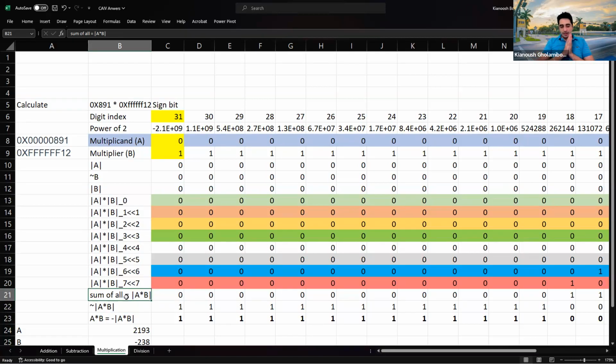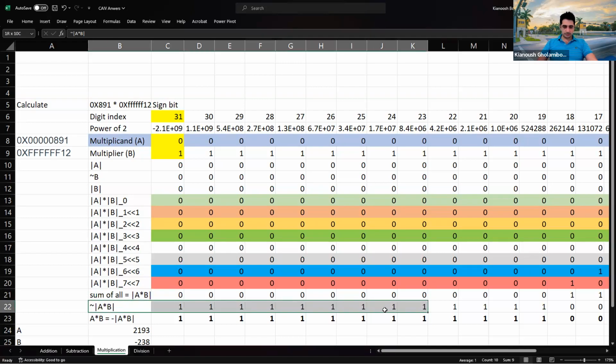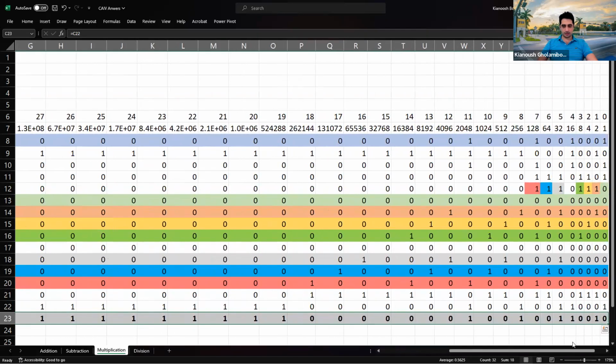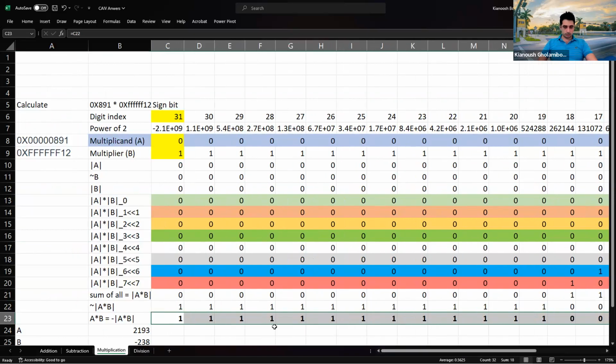In order to get the final answer, we need to negate this because the sign of the multiplicand and the multiplier were different. When the signs are different, the product must be negative. So after you find the product of absolute values, you need to negate the product to get the real value. To negate the product, I need to first flip all the bits and then add 1. So this is the final answer, which is a negative number, right? Which is what it's supposed to be.